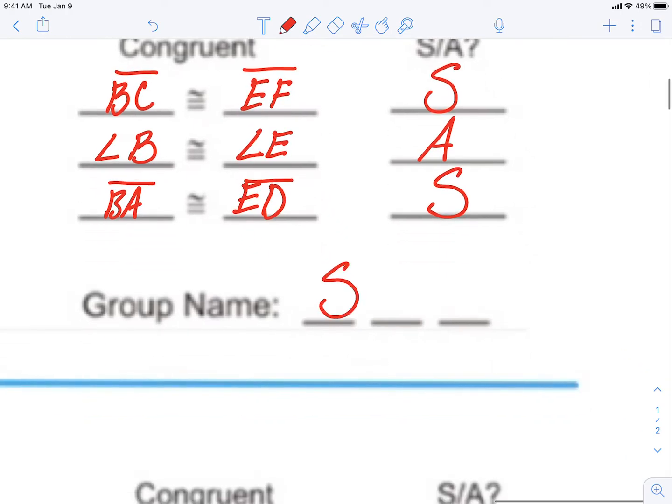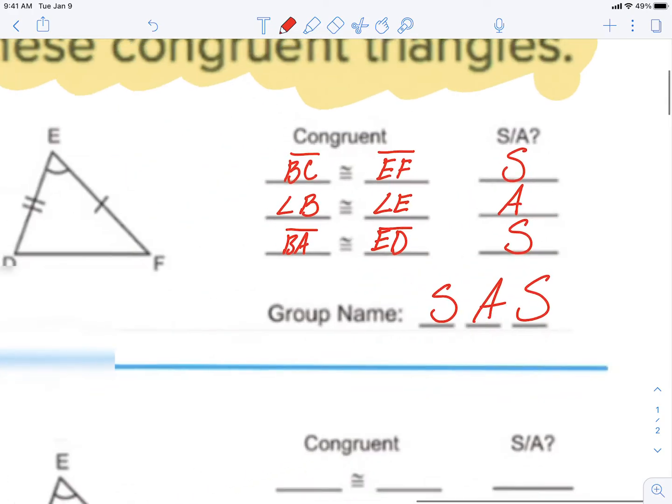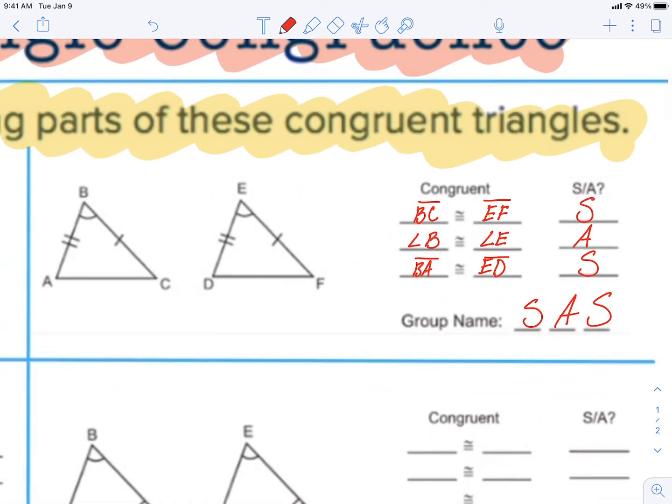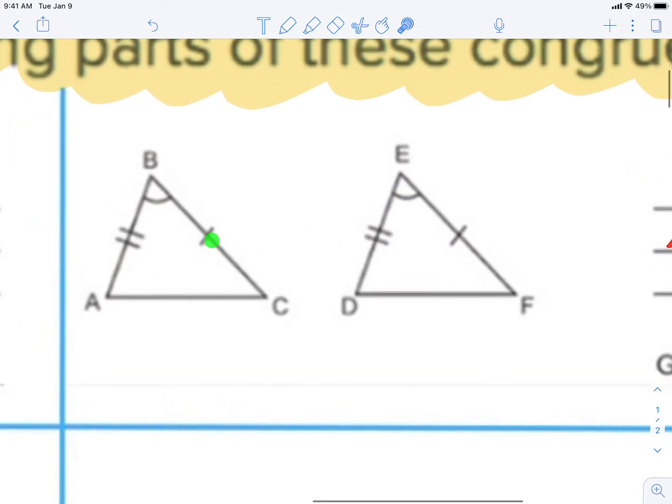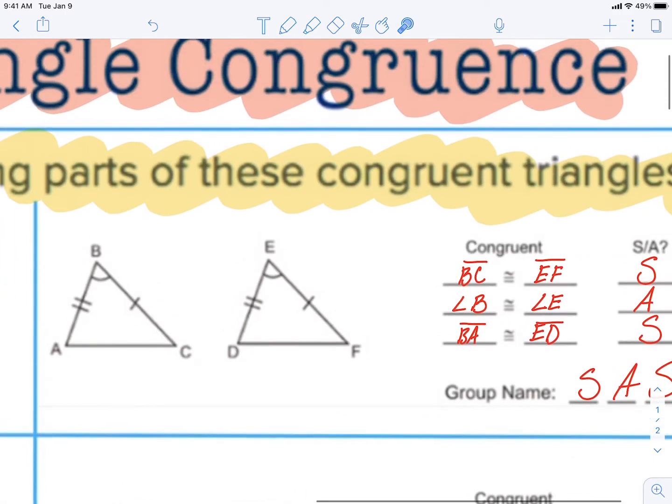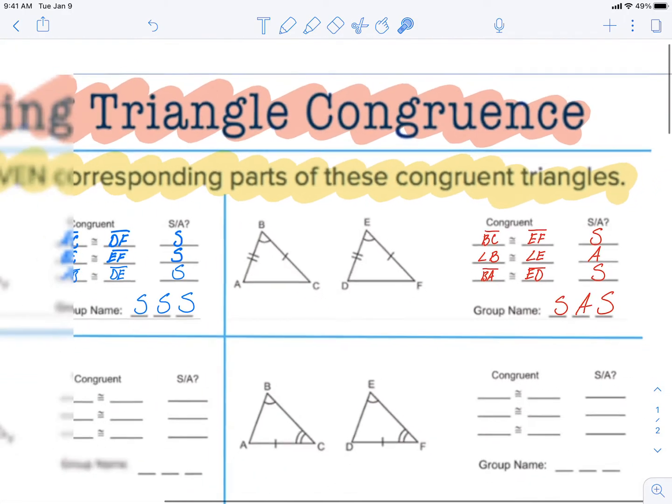So this is side, angle, side. That is another way you prove that two triangles are congruent, if you have this pattern: side, angle, side. If that information matches, then you have two congruent triangles. Side, angle, side.